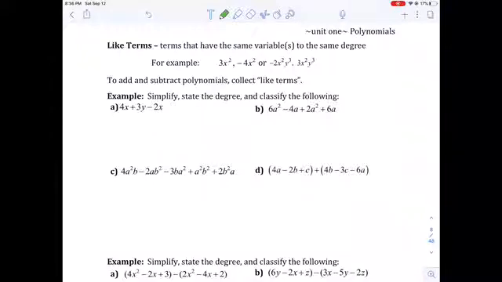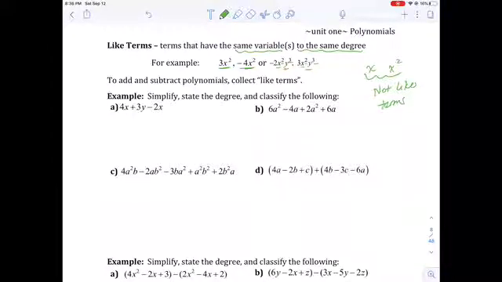Let's look at some like terms. Like terms are terms that have the same variables to the same degree. So for example, 3x squared and negative 4x squared are the same variables with the same degree. Those are like terms. x and x squared would not be like terms, right? They don't have the same exponent, rather, okay? So if we look down below, something like negative 2x squared y cubed and x squared y cubed, same variables with same degrees, so those are like terms.